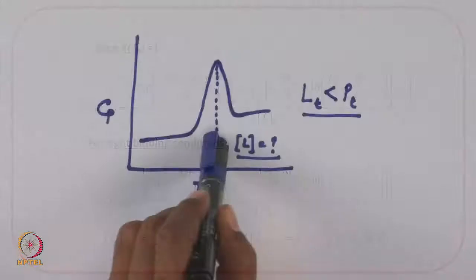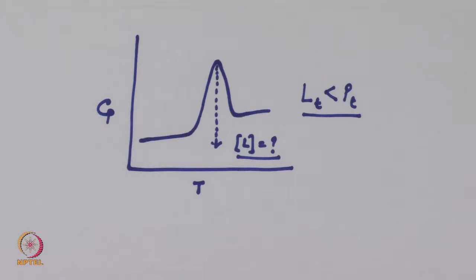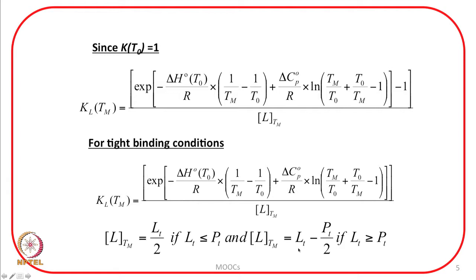the ligand concentration at the transition point, let us take a look at the slide, is going to be total ligand concentration in solution minus total protein concentration in solution divided by 2 if Lt is greater than or equal to Pt. I repeat, the ligand concentration at transition midpoint is Lt by 2, where Lt is the total ligand concentration in solution, if Lt is less than or equal to Pt, and the concentration of ligand at Tm is going to be Lt minus Pt by 2 if the total ligand concentration in solution is greater than or equal to the total protein concentration in solution.